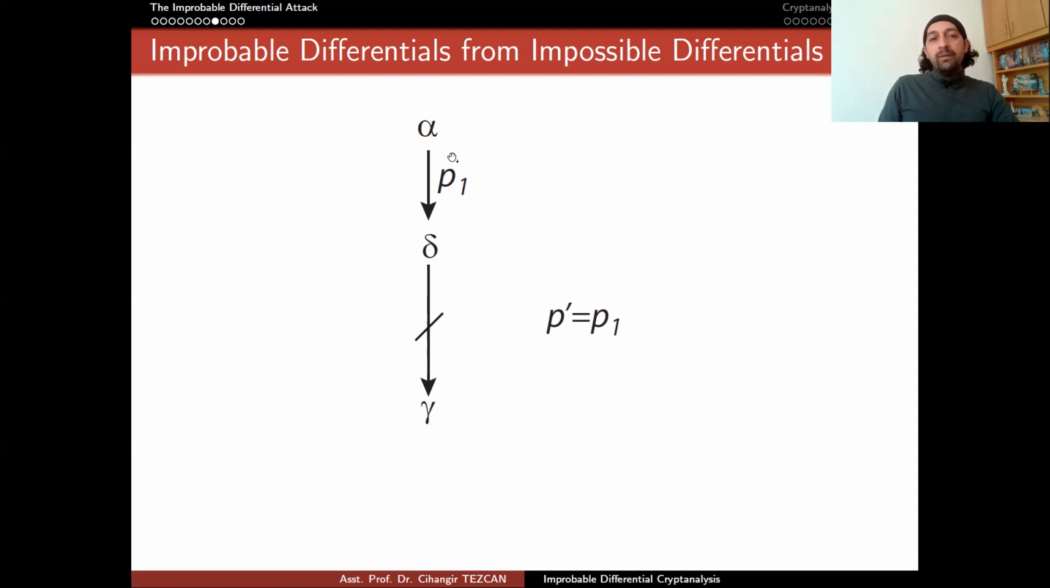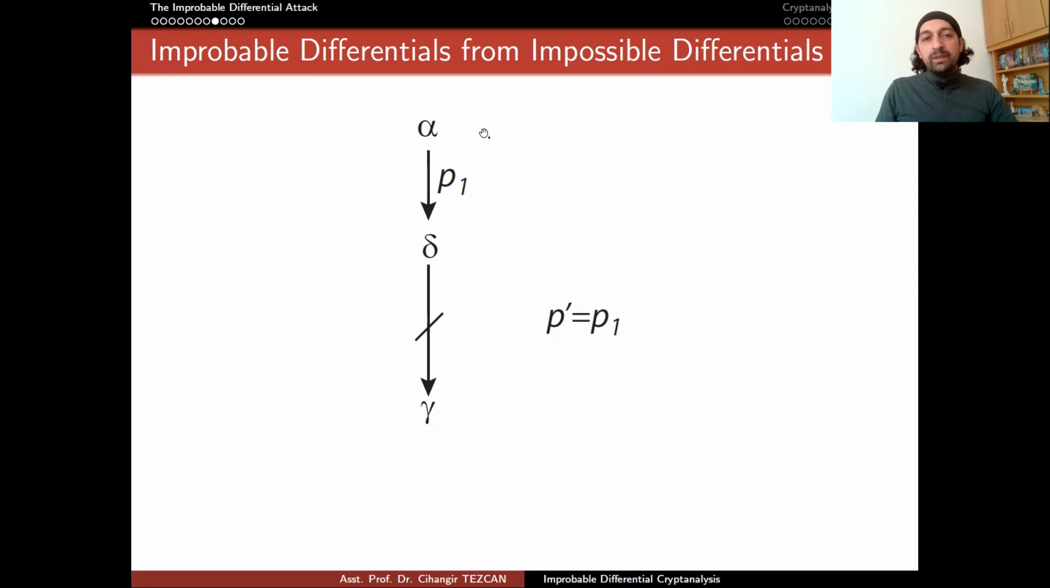So this means that with probability P1, alpha will go to delta and it will go to something other than gamma. But of course, if alpha does not go to delta, which happens with 1 minus P1, then it is possible for it to go to gamma. So this is why we say that it is not impossible, but improbable.